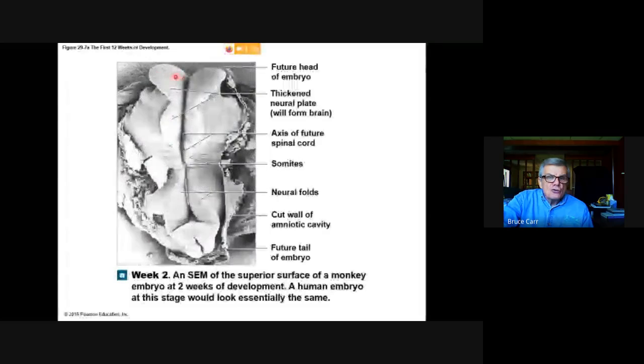What we're seeing here is the future head and a neural plate. The spinal cord axis will develop along this line, and these individual segments are called somites. Somites are repeated blocks that run parallel to each other on either side of this axis. And they are the precursors of the vertebral division of the spinal column. Neural folds are seen here. Down here, the future tail of the embryo.